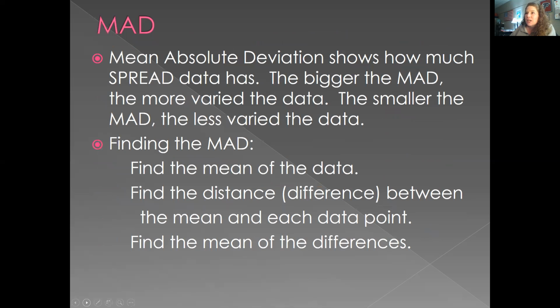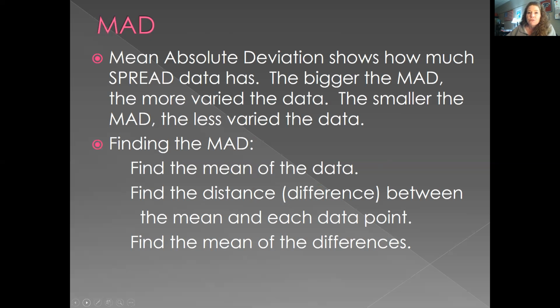All right, the next thing I want to talk about is mean absolute deviation. And mean absolute deviation talks about the spread of data. So let's say we had 4 students and they were all the exact same height. They were all 5 feet tall. Well, that means their average would be 5 feet tall or 60 inches.